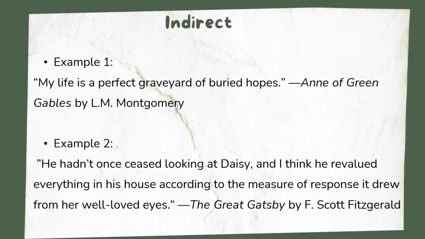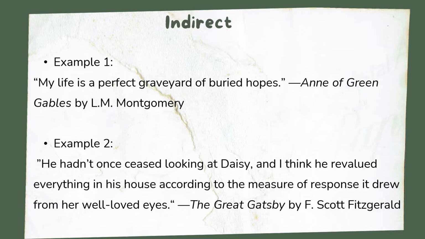The second example is from F. Scott Fitzgerald's The Great Gatsby. "He hadn't once ceased looking at Daisy, and I think he revalued everything in his house according to the measure of response it drew from her well-loved eyes." So here, Fitzgerald is talking about the character Gatsby as he's watching Daisy, this girl he has longed for and pined for many, many years, as she walks around and looks at his incredibly fancy and rich mansion.